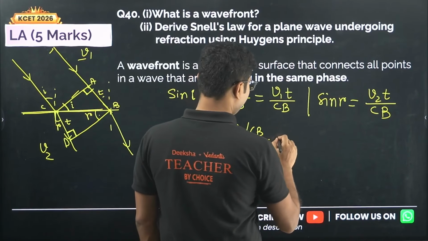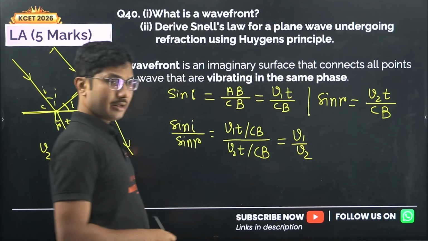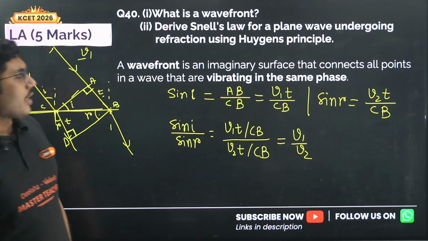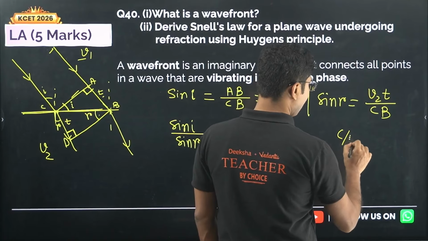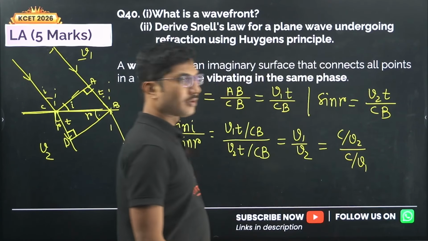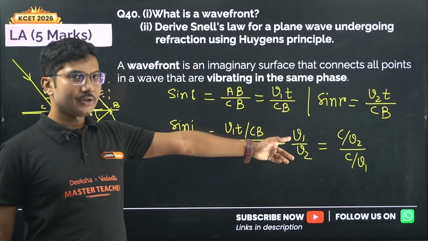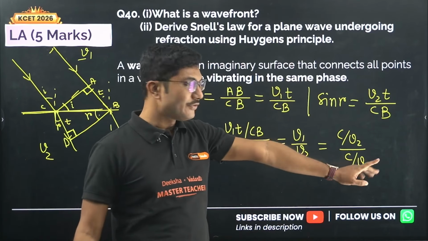CB cancels and you get V1 by V2. Okay, V1 by V2. Now we will do a small trick. We will do C divided by V2 divided by C divided by V1. Okay, we have done a small change. V1 was in the numerator, so it will go down and it will be division of division.